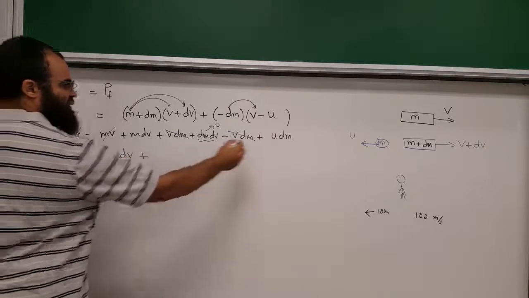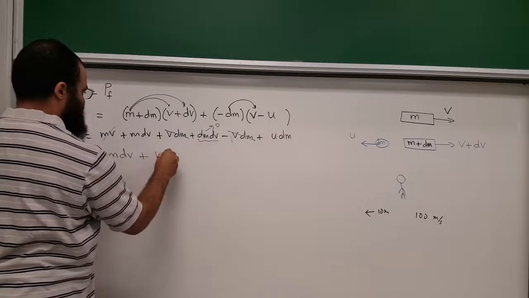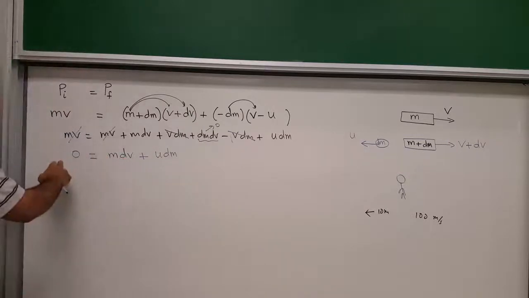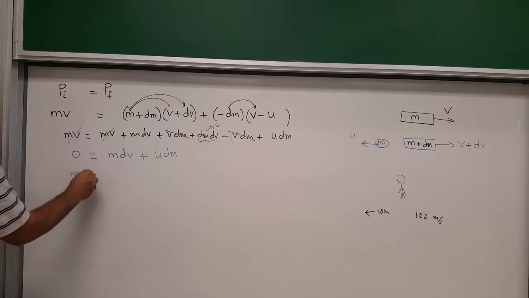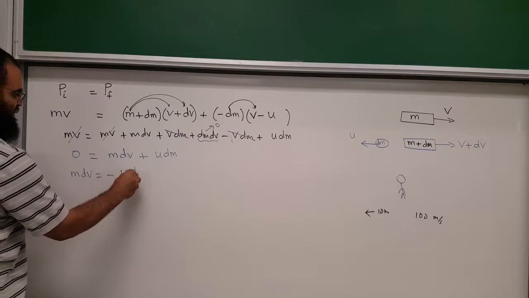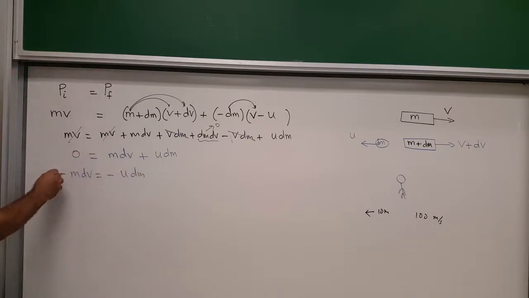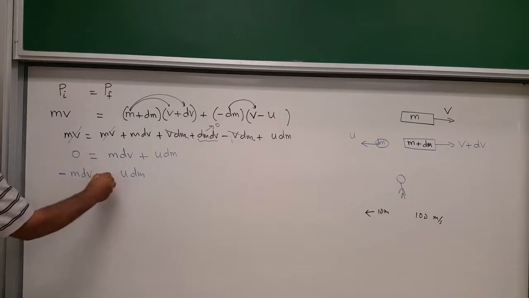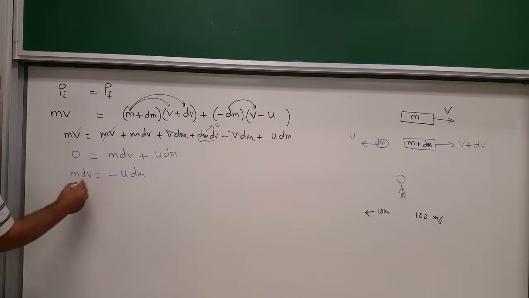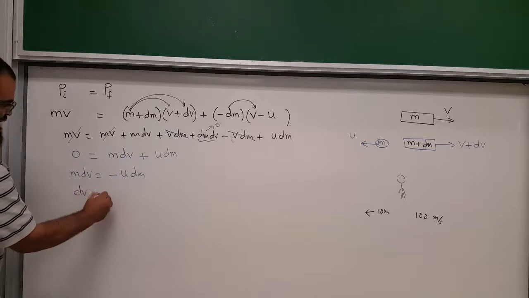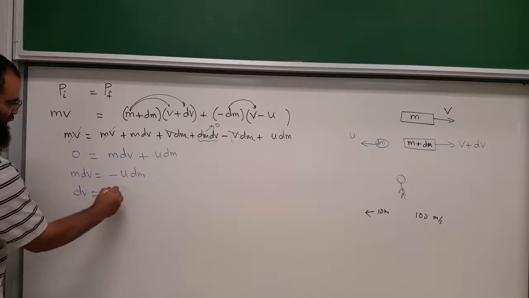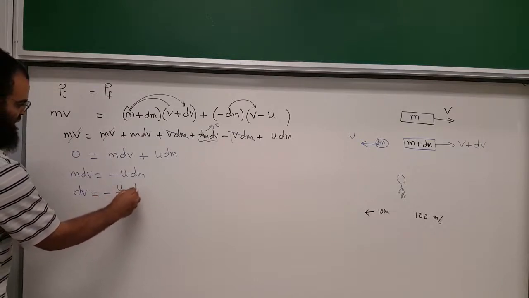And then plus this last term here, u dm. I'm going to move this to the left side and then set them equal. So I have m dv equals negative u dm. If you move this to the other side, it's really this one that's negative and this one is positive, but I would just multiply both sides by negative 1. So this becomes the plus and that becomes the minus. Now I'm going to divide both sides by m. So I have dv is equal to negative u over m dm.